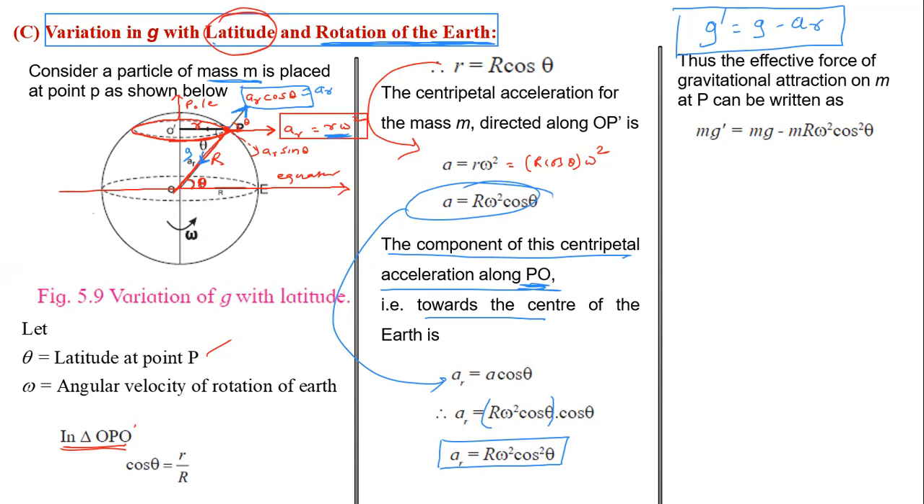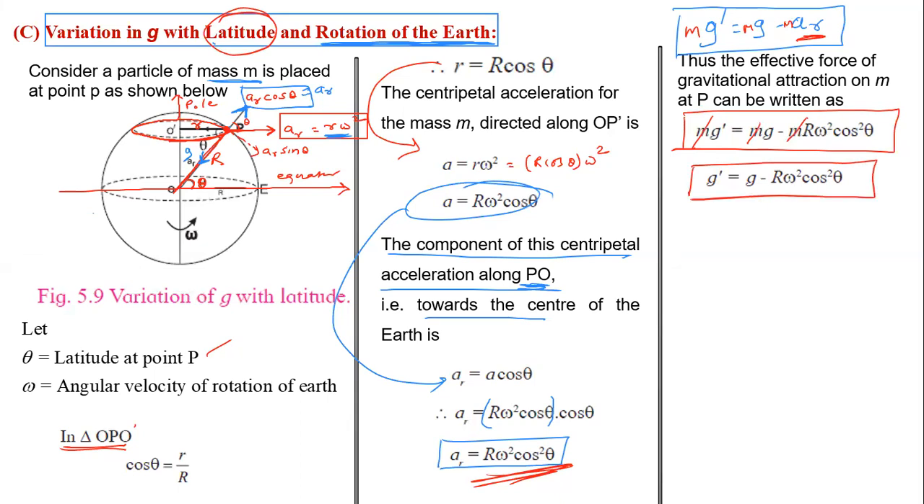Or we can write force. So resultant force. Let me multiply this equation by m. So m g dash is equal to m g minus m into this radial acceleration a_r, which is R omega square cos square theta, that we substitute. After substitution we get this formula. Then we can take m common and cancel m from all sides, and we get again g dash is equal to g minus R omega square cos square theta.